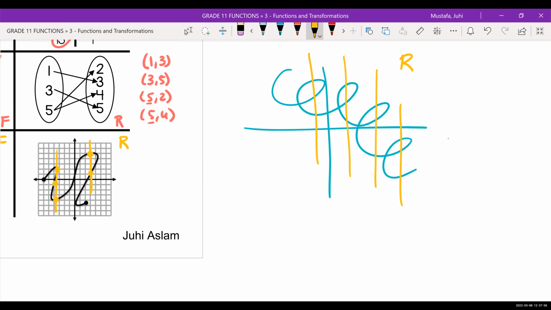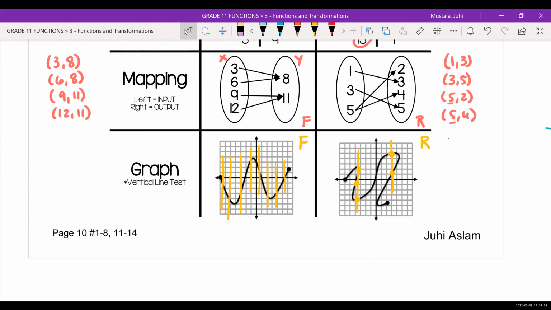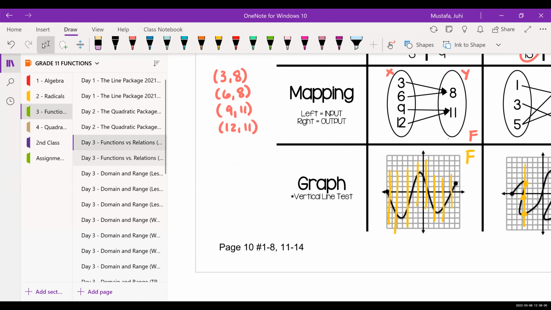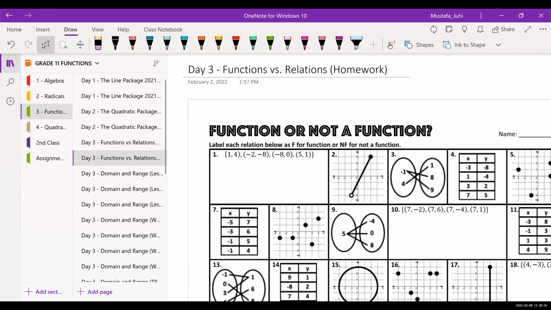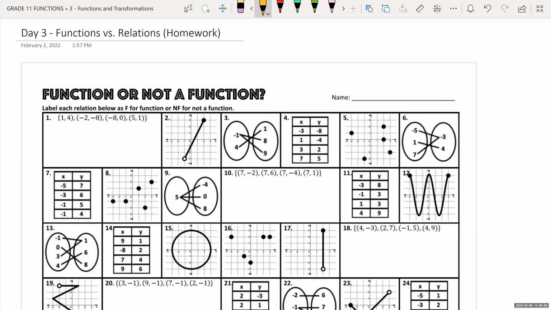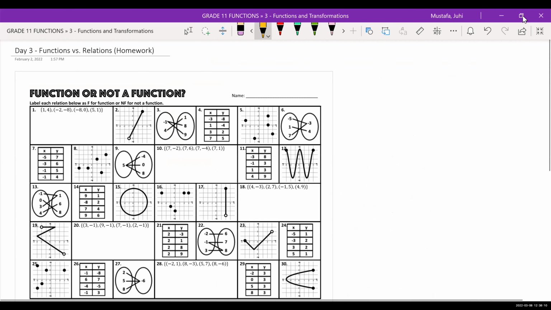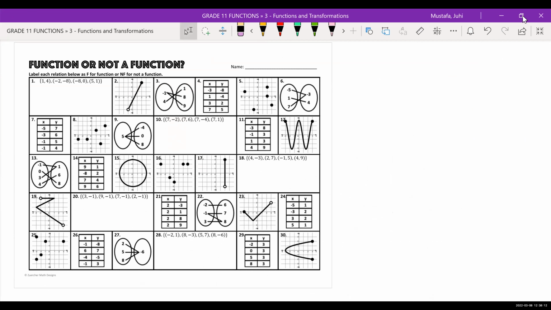Okay, just to practice this, if you turn to the sheet at the back, just with your partner, go ahead and try some of these questions. I won't give you too long on it because we need to move on to domain and range, but you're basically looking at all 30 of these and trying to see if it is a function or a relation.